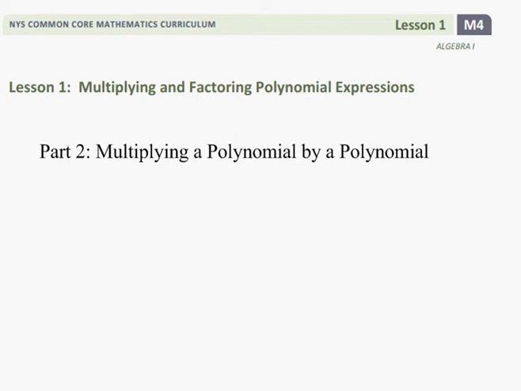So we're going to discuss Algebra 1, Module 4, Lesson 1. And this is the second part. This is going to be about multiplying a polynomial by a polynomial. So here's an example of such a problem.